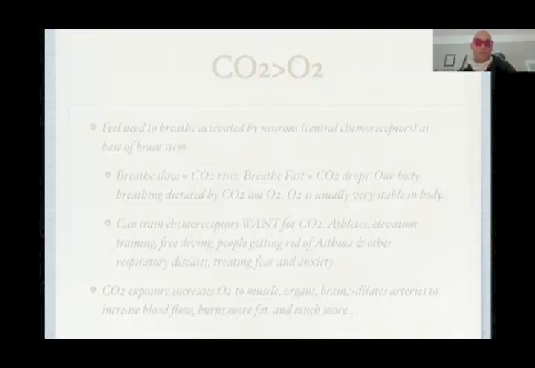So carbon dioxide exposure increases oxygen to the muscles, the organs, the brain. It dilates your arteries to increase blood flow, and it burns more fat. Remember, we breathe out fat, and a lot more stuff.